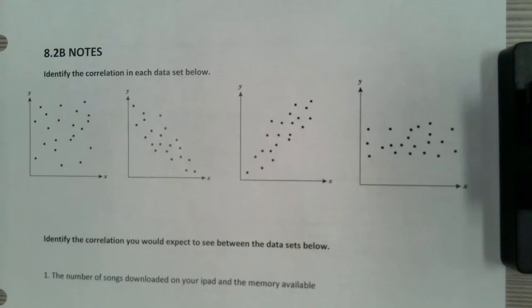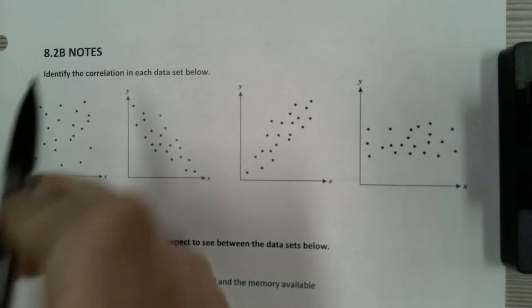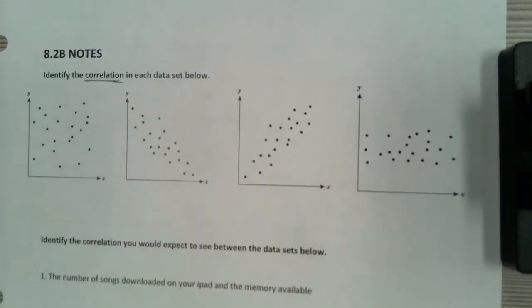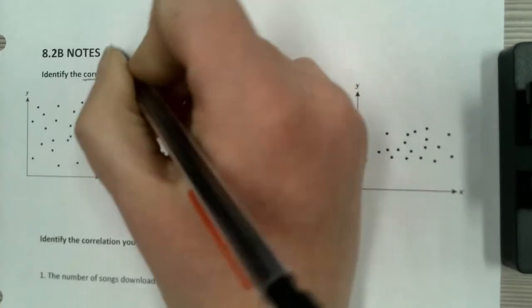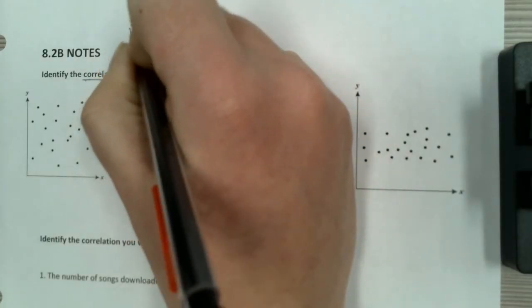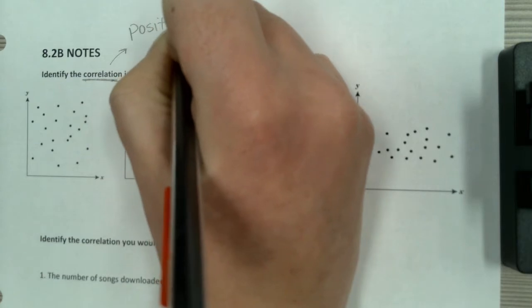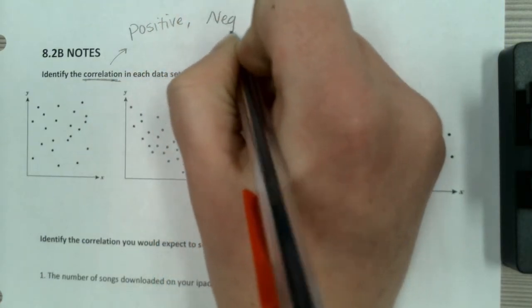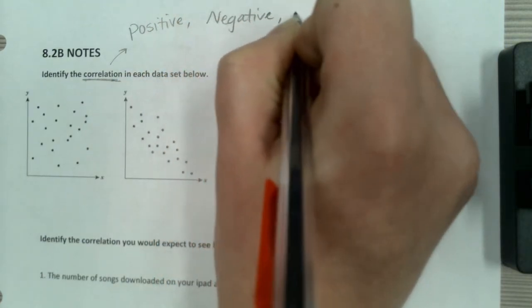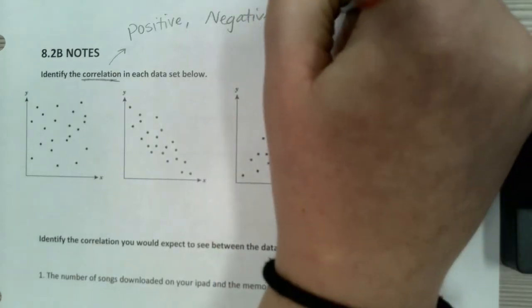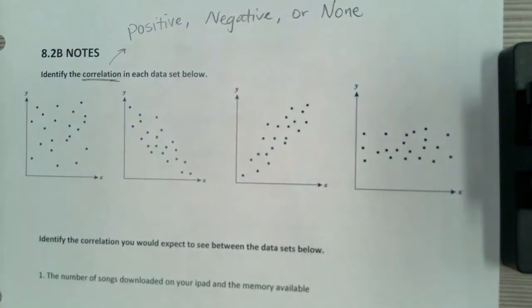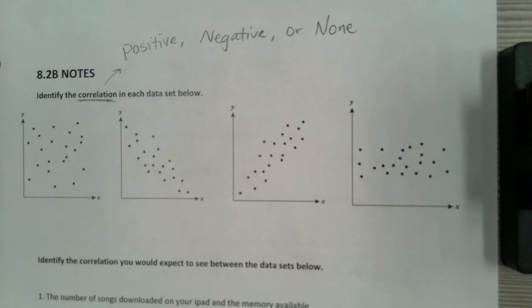All right, so I just wanted to go over just a couple more examples of what we did yesterday. Yesterday we talked about correlation, okay, in some scatter plots. So here's some scatter plots. Your correlations can either be positive, negative, or no correlation, which means the two things just aren't related.